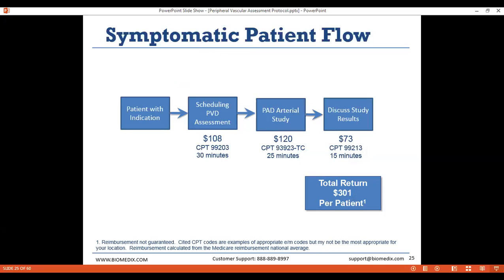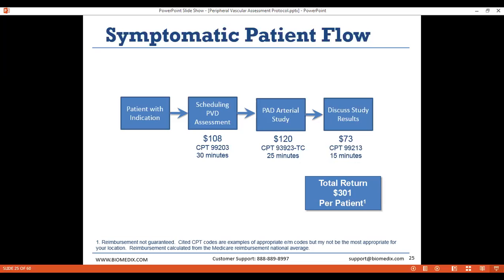They're going to come in, and then they're going to come in two weeks later, and you'll discuss the results. Assuming that they initially came in with another complaint, you can schedule an office visit for that code. Then when they come in for the arterial test, you'll bill for 93923, and then bill for another code as they come in for the follow-up. So that comes out to a total reimbursement of about $300 per symptomatic patient.